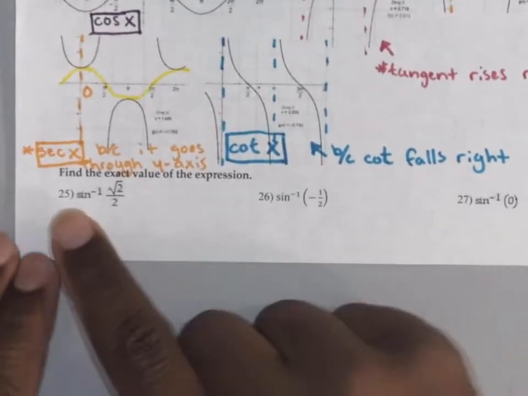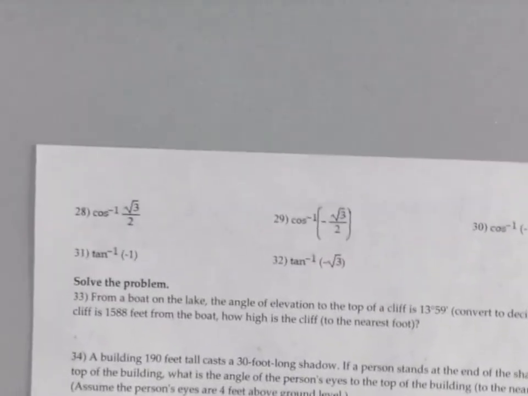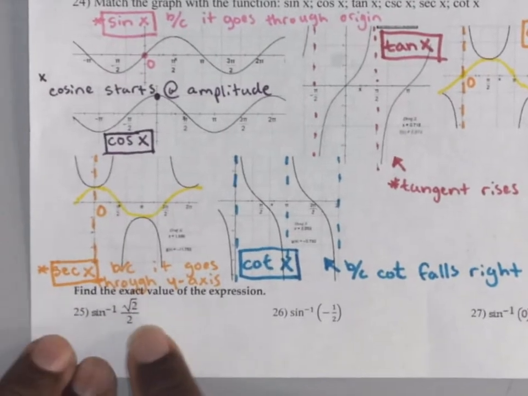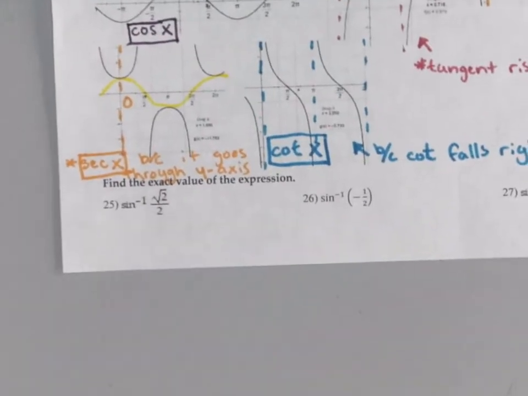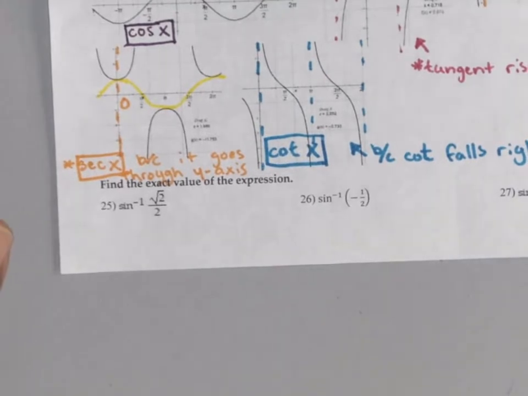Alright, on to the next section, finding the exact values of the expressions. So this is just knowing your unit circle, and since we're looking at the inverses, we get our angle measures. In this case, you should be able to write either the degree measure or the radian measure. That shouldn't be such an obstacle for us to do now. So either one will work. Let's go ahead and write all of these out.